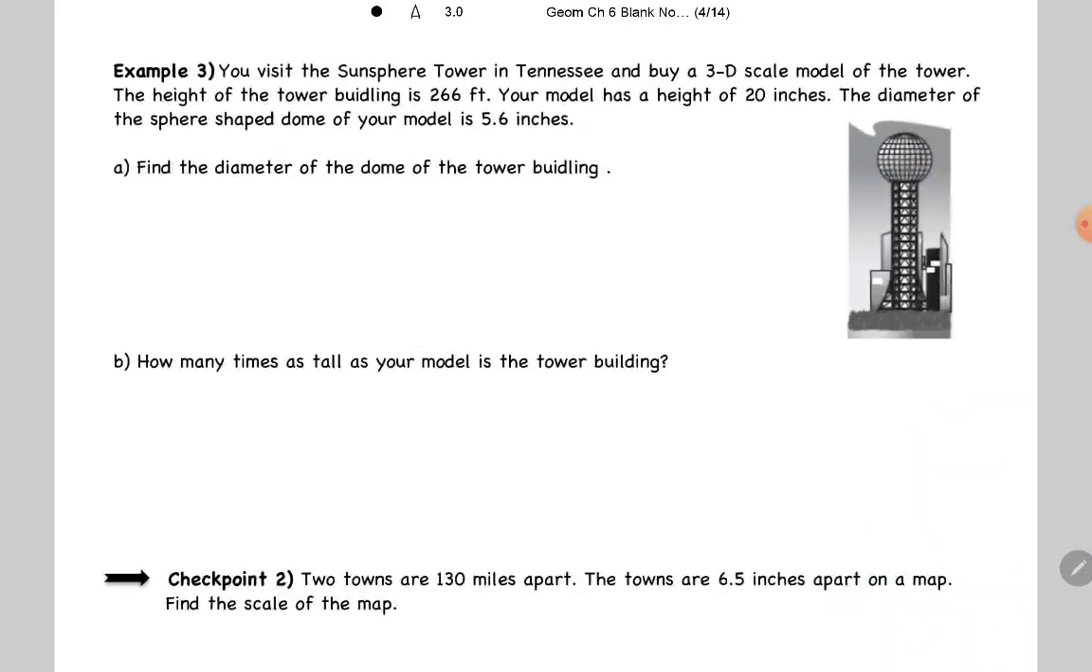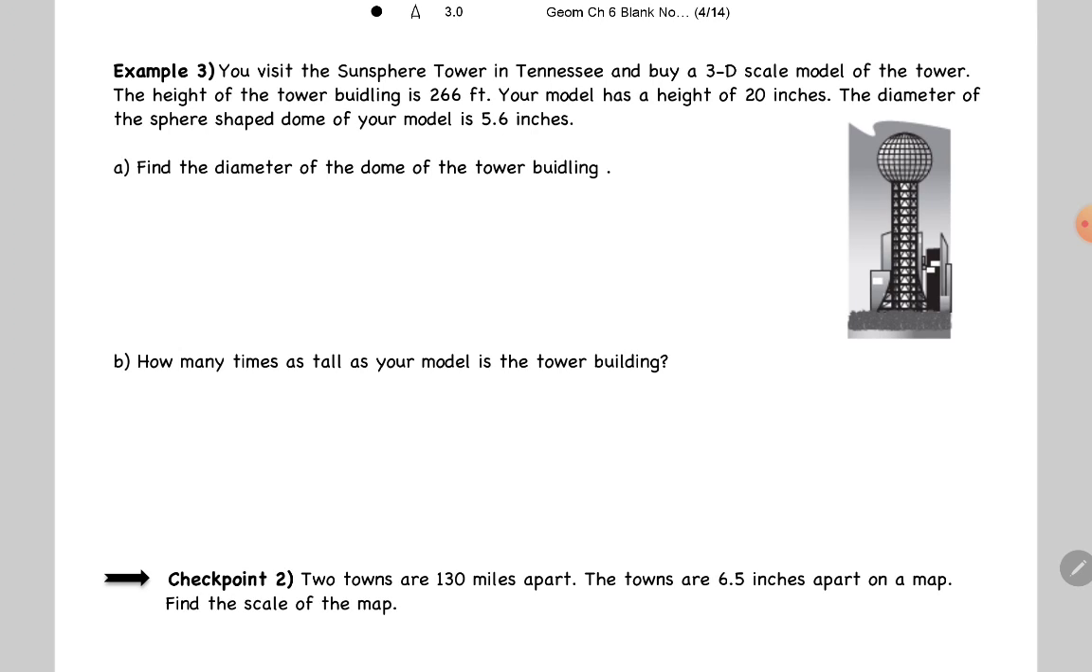You visit the Sun Sphere Tower in Tennessee and buy a 3D scale model of the tower. The height of the tower is 266 feet. Your model has a height of 20 inches. The diameter of the sphere-shaped dome of your model is 5.6 inches. Find the diameter of the dome of the tower building.